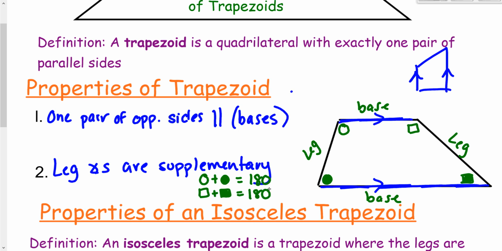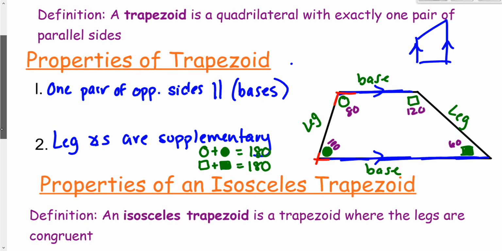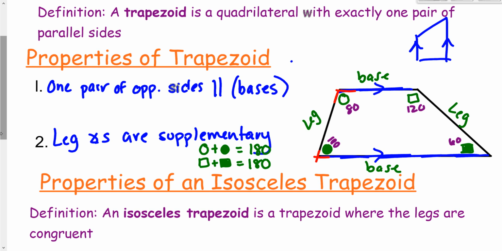Okay, and these should make sense because they're same side interior angles of parallel lines when you have those transversals. So you just have to make sure that those angles are going to be supplementary. So for example, if this was 80, then this would be 100. And if this was 120, then this would be 60. Good. Now, that is a trapezoid. That is the only cool thing that a trapezoid provides mathematically.